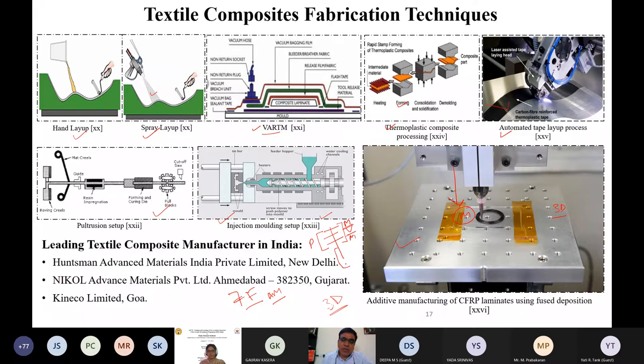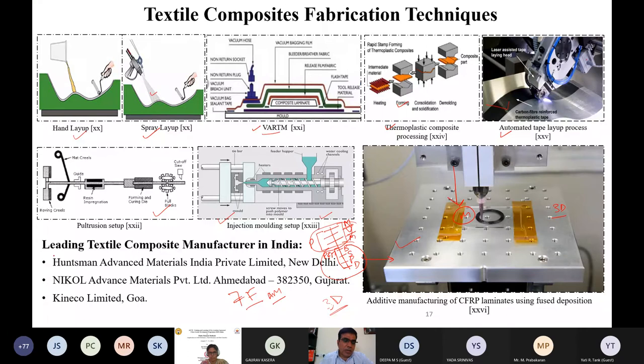Another 4 families are for both polymers and metals: binder jetting, sheet lamination, powder bed fusion, and directed energy deposition. So these are a full plethora of advanced manufacturing technologies coming under additive manufacturing. This technology is also helping us in developing these composite materials, particularly textile composite materials. That means people are not only using conventional techniques for making these laminates; additive manufacturing can also help in times to come.